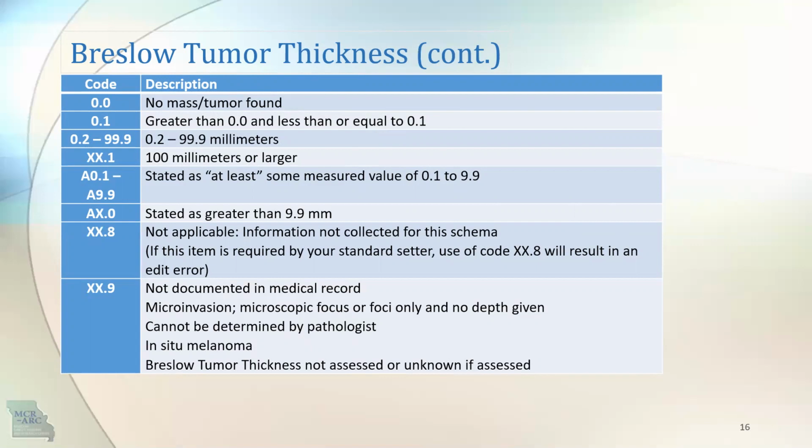Use A0.1 through A9.9 when it's stated as at least some measured value of 0.1 to 9.9. Use AX.0 when stated as greater than 9.9 millimeters. XX.8 is used when it's not applicable, information not collected for this schema. Again, if this item is required by your standard setter, use of code XX.8 will result in an edit error. XX.9 you can use if it's not documented in the medical record.